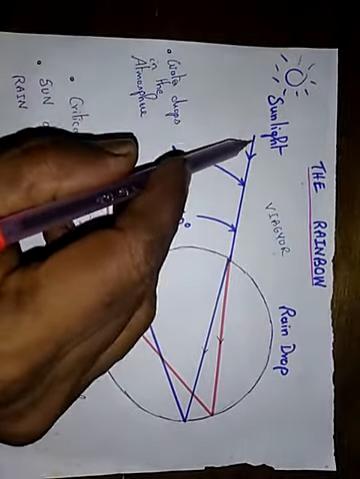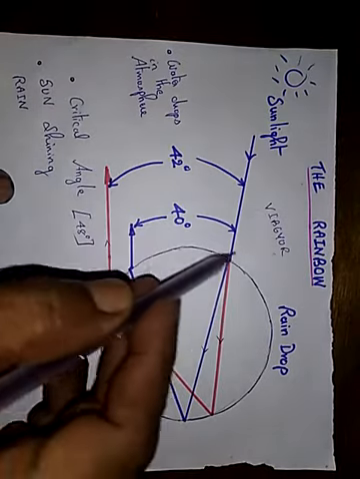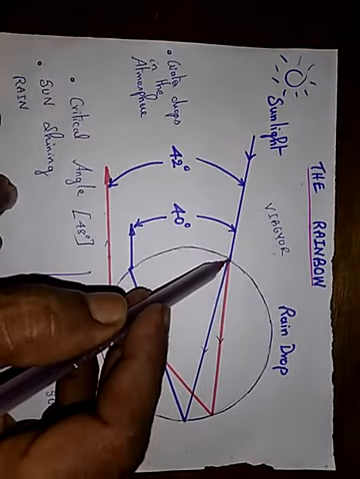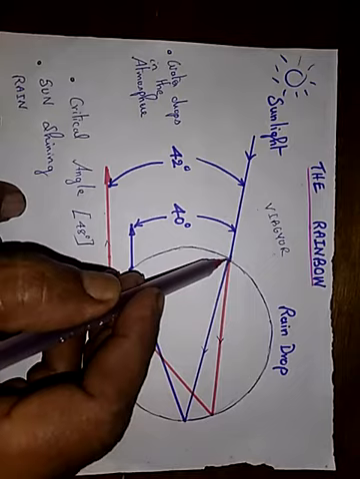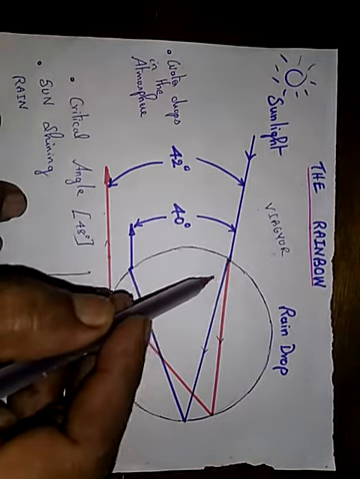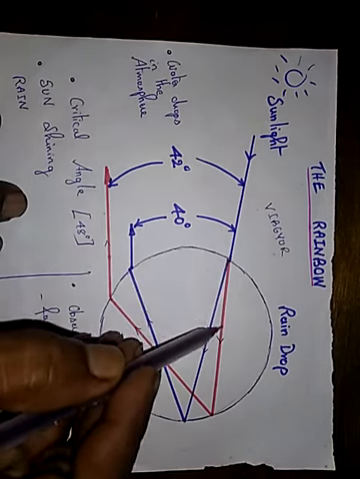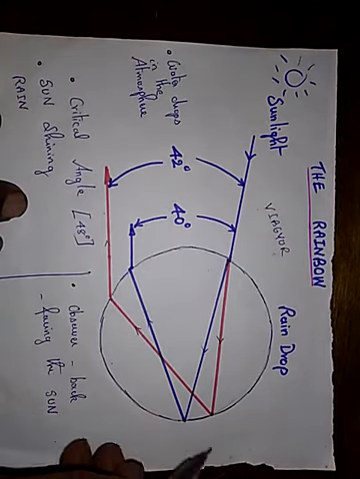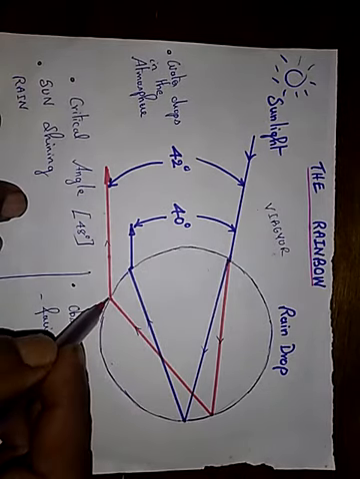Now what happens is the sunlight falls here. The raindrop is assumed to be spherical in shape. First step, it undergoes refraction. Assume a red wavelength. It undergoes refraction, touches here and reflects back.